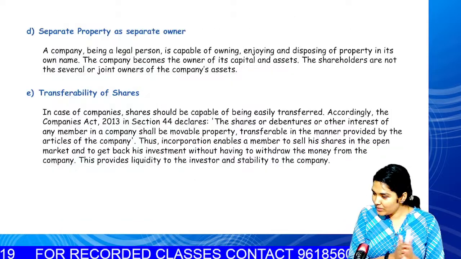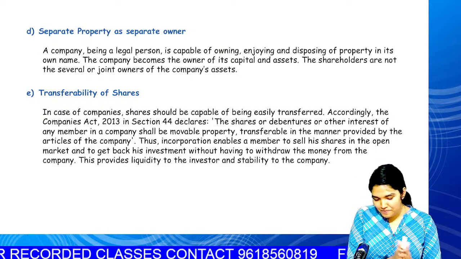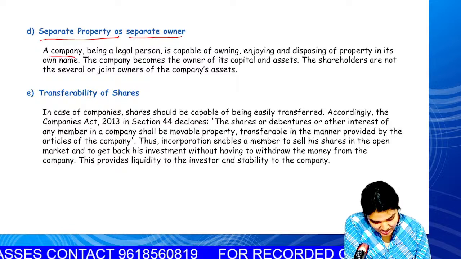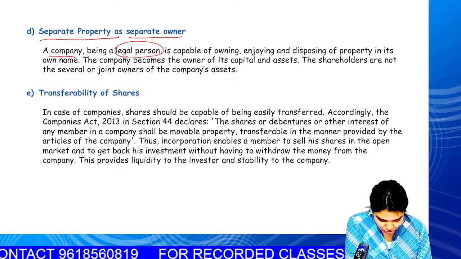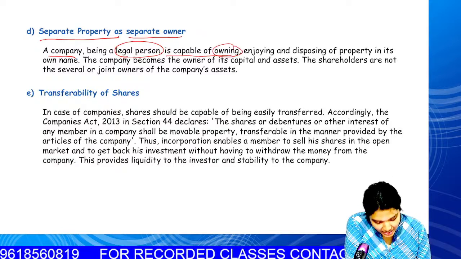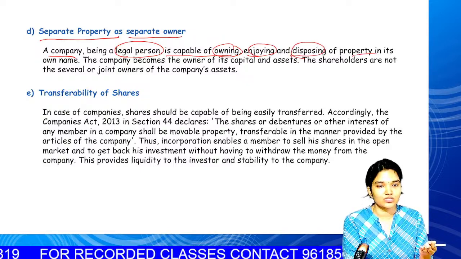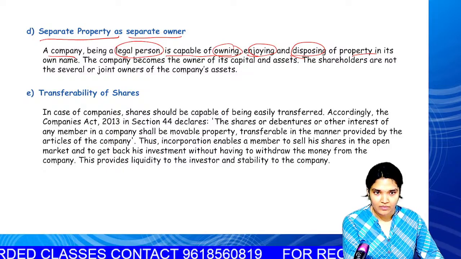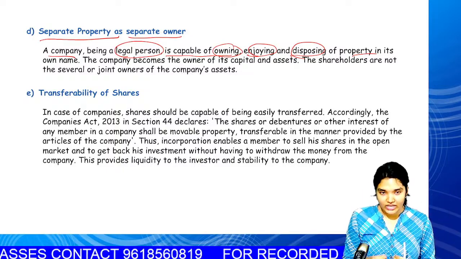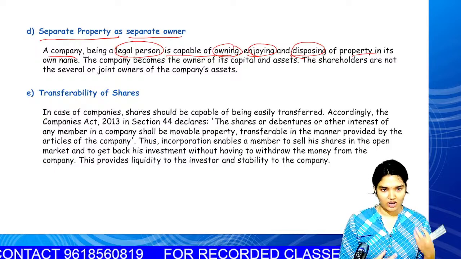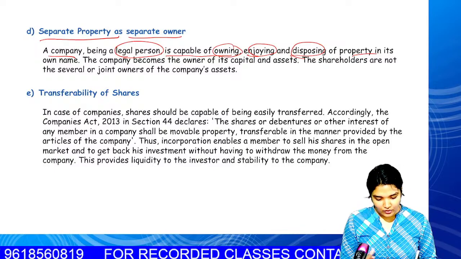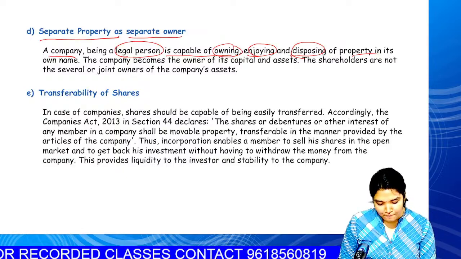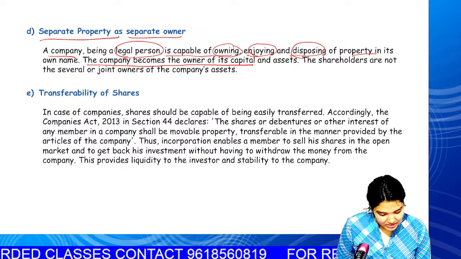Okay, so let's complete the features of the company and we'll close the session for today. The next feature is the separate property as separate owner. A company, being a legal person, as we've seen in the first feature, is capable of owning, enjoying, and disposing of property. Disposing means it can sell the property. So the company, in its own name, can purchase a property, be it an asset or a car or a building or a machinery or an equipment, whatever the asset it is, it can own, enjoy, dispose by itself. And the company becomes the owner of its capital and assets.